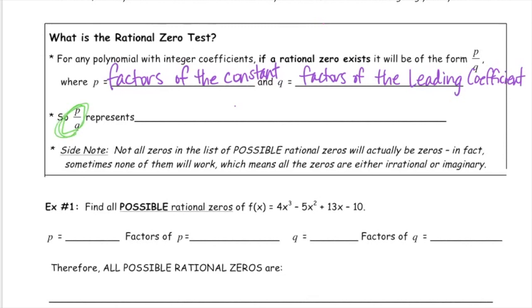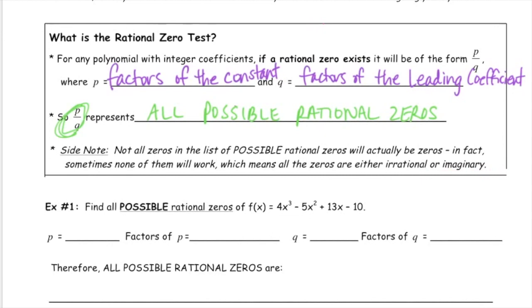And what does that represent? That represents all possible rational zeros. Side note, not all zeros in the list of possible will work. So I'm just writing a list of possible, but they don't always all work. In fact, sometimes none of them will work, and then in that case the zeros are either irrational or imaginary. I know it's a lot of words: possible, rational, real, irrational, imaginary. So you've really got to know what rational means, what a zero is, what irrational means, what imaginary is.